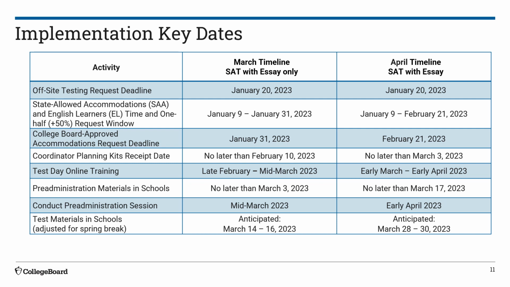Test materials will arrive in schools around March 28th through the 30th for schools testing SAT with essay during the April primary administration, and around March 14th through the 16th for schools testing SAT with essay during the March alternate primary administration.